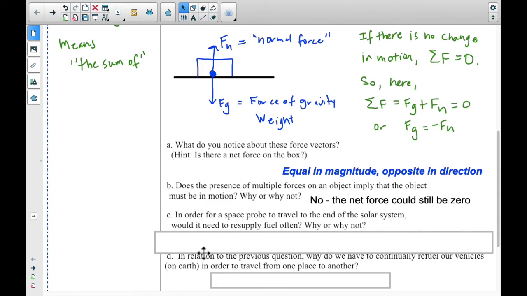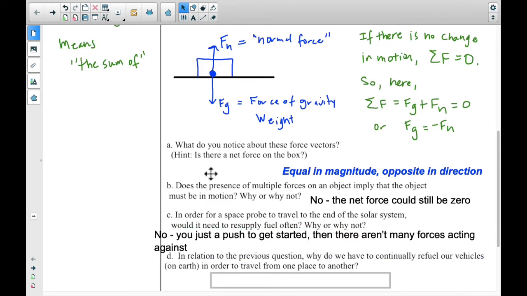Well, let's think about that. If something is going to move, does it have to have a force on it? No, because things in motion tend to stay in motion. So you give it a push to get it started, like out of the atmosphere. And once it gets out of the atmosphere, there aren't very many forces acting against it. And so therefore, it's going to keep going. Things in motion tend to stay in motion.